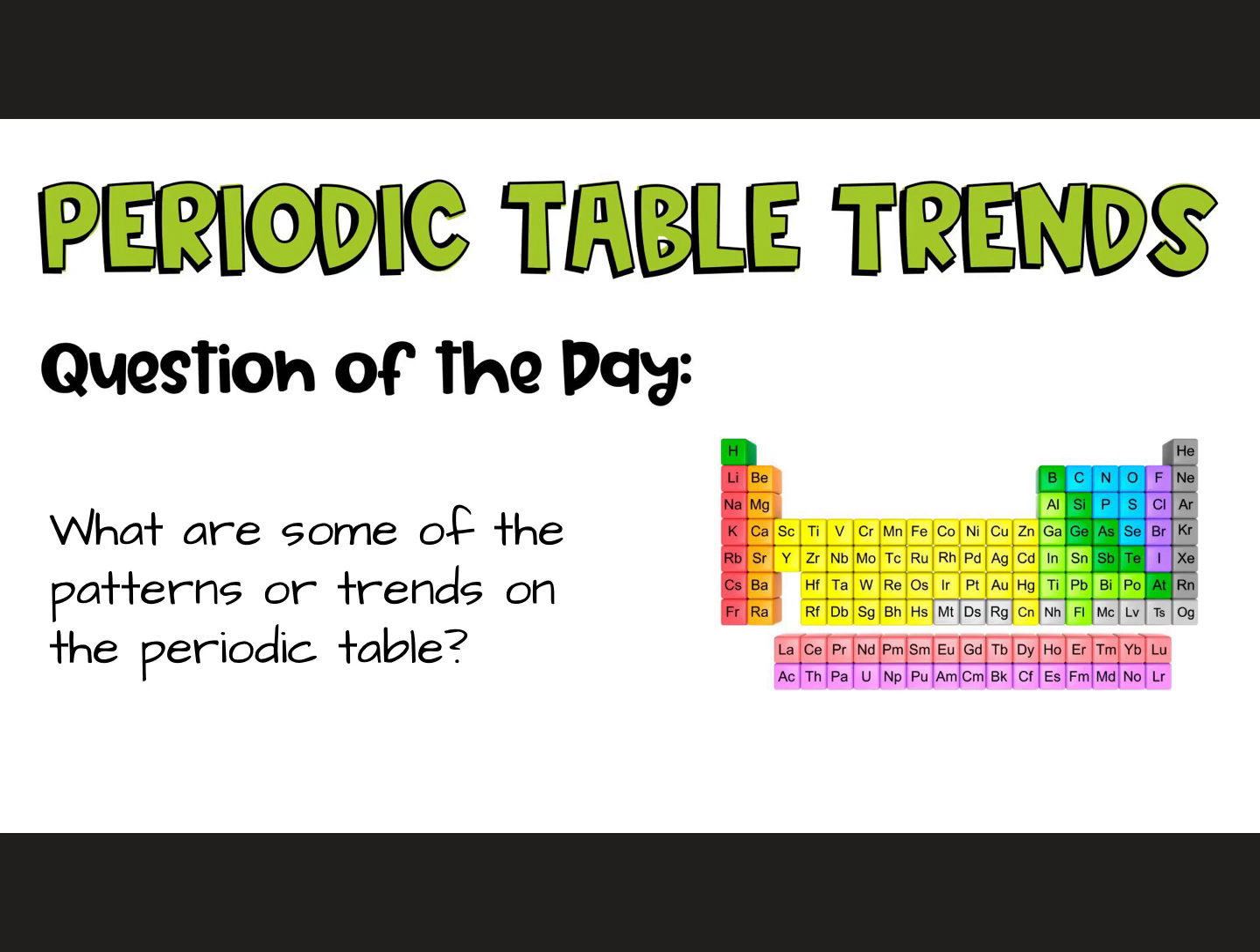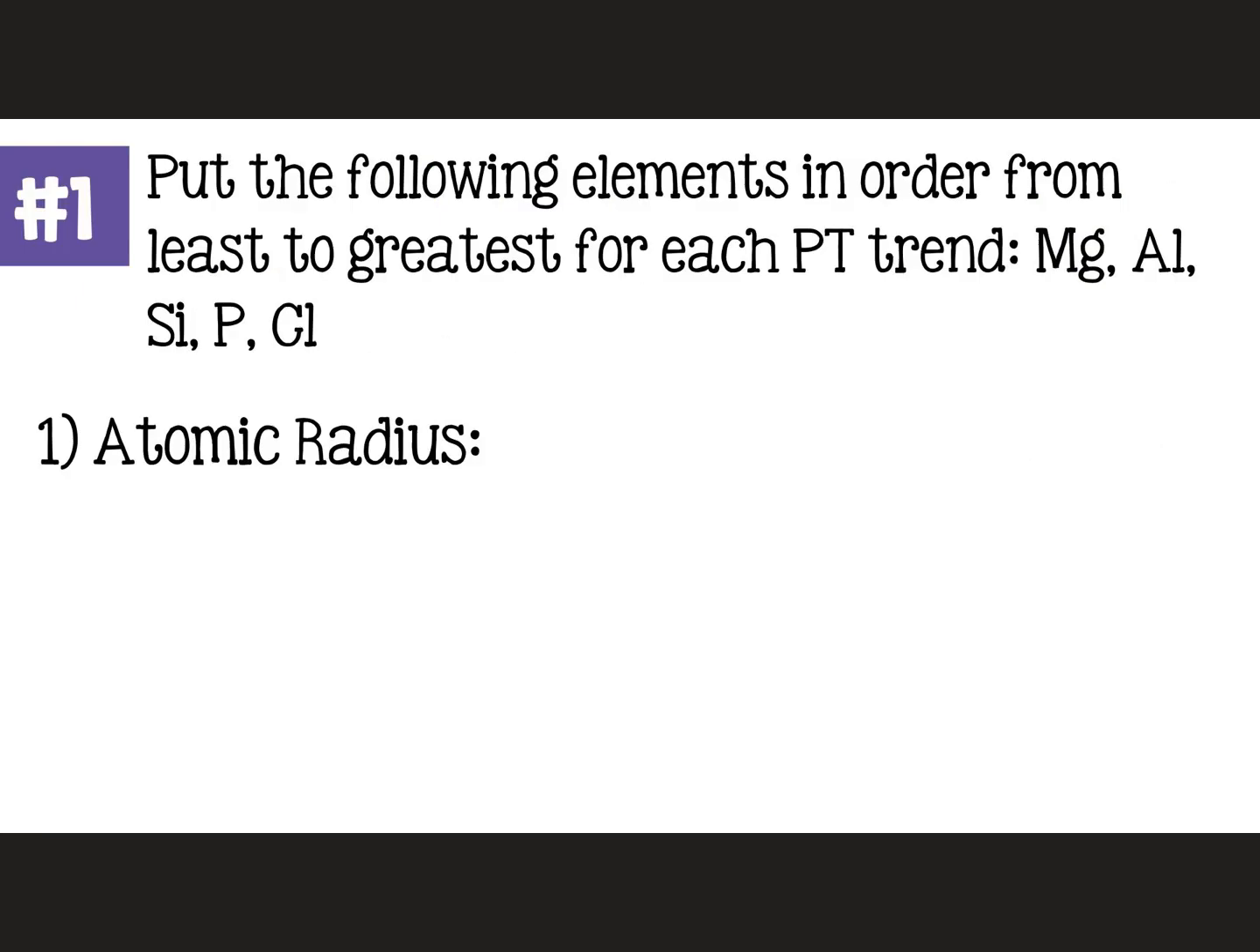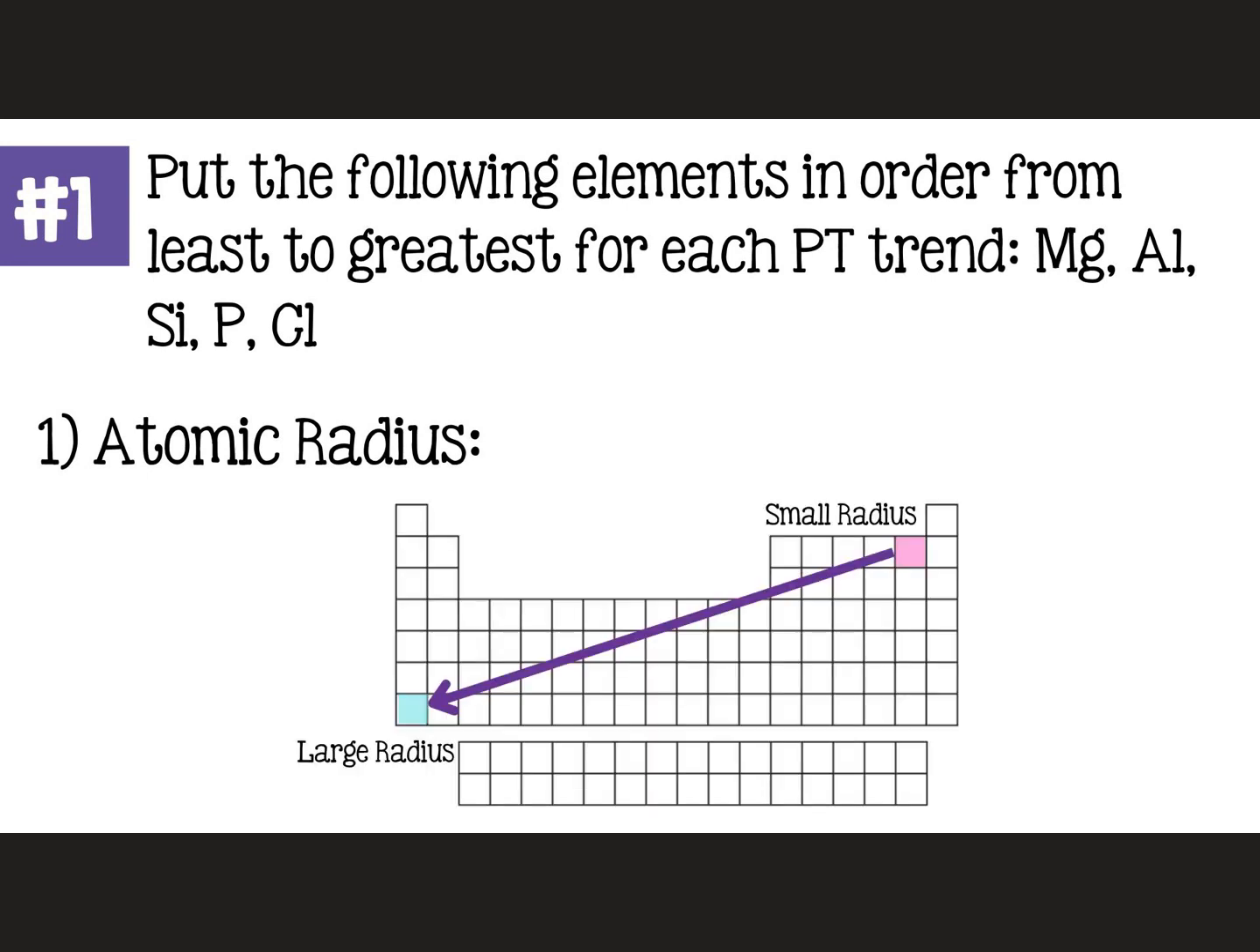Let's look at some examples relating to periodic table trends. Let's put the following elements in order from least to greatest for each periodic table trend: magnesium, aluminum, silicon, phosphorus, and chlorine. Our first trend is the atomic radius, which, if you remember, is smallest in the upper right-hand corner, where fluorine is, and biggest in the lower left-hand corner, where francium is.